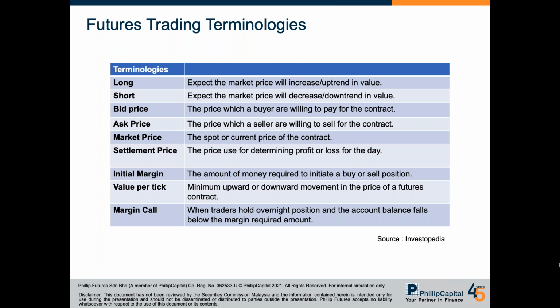The bid price reflects a buyer who is willing to pay for the contract, and the ask price reflects a seller who is willing to sell the contract. Market price is the spot or current price of the contract. The settlement price is used to determine the profit and loss for the day. Initial margin is the amount of money required to initiate a buy or sell position. And the value per tick is the minimum upward or downward movement of the futures contract.